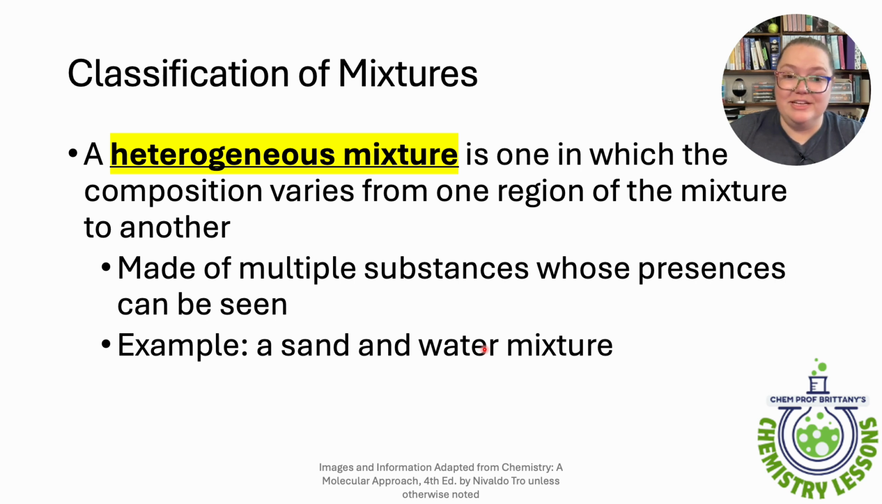So an example of this would be a sand and water mixture. If I have a cup that has sand and water in it, I can see the two different parts of that mixture. I can see the sand and I can see the water. Another example would be like a pepperoni pizza. I can see the pepperoni, I can see the cheese, I can see the crust, I can see the sauce, right? It's literally, visibly, can I tell that there are multiple different things in there by what I'm looking at.